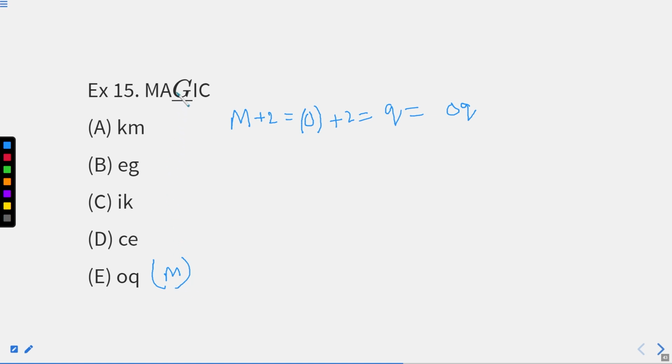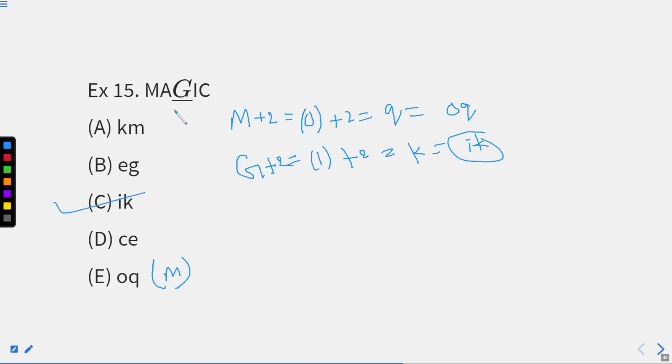What are we looking for? The code for G. So we'll do the same thing with G as well. With G, if we add plus 2, what will we have? I. Right? And if to I we add 2, what are we getting? K. So eventually the code is I, K. This is our answer.